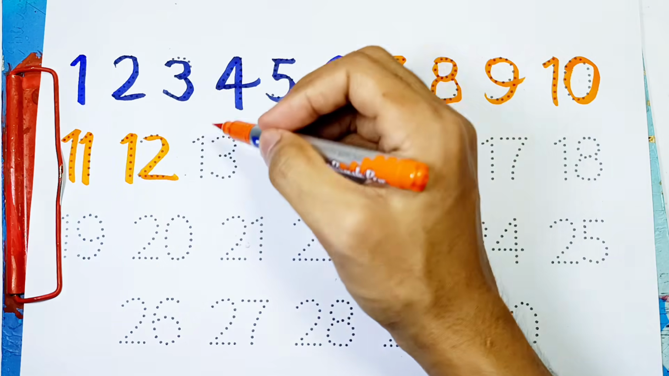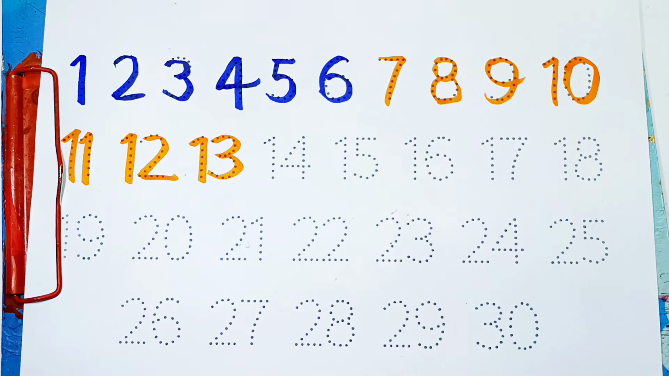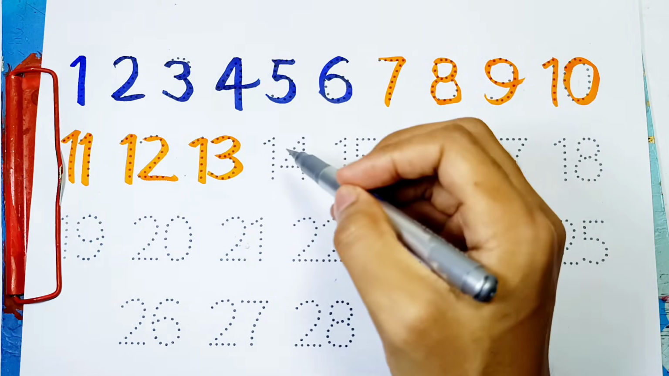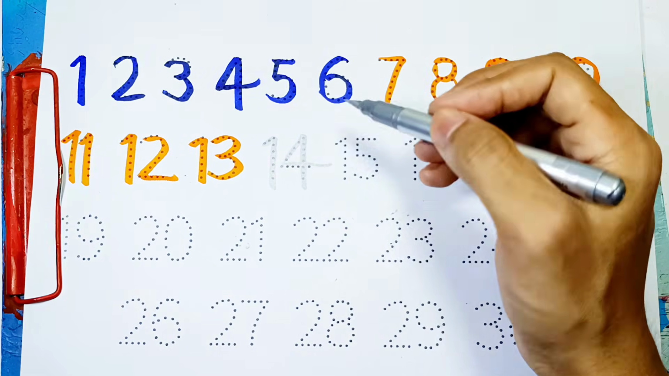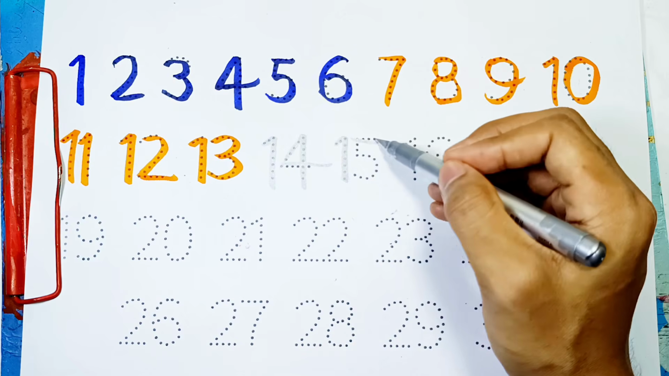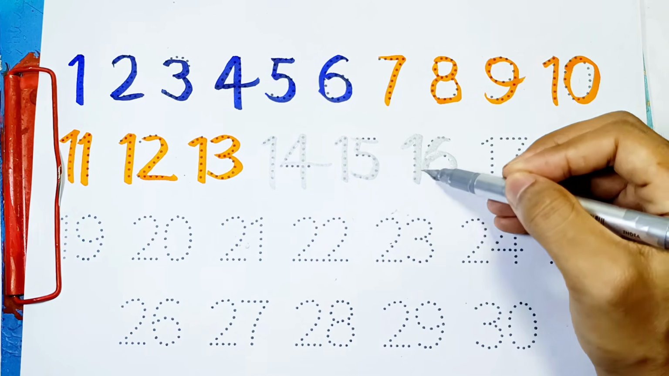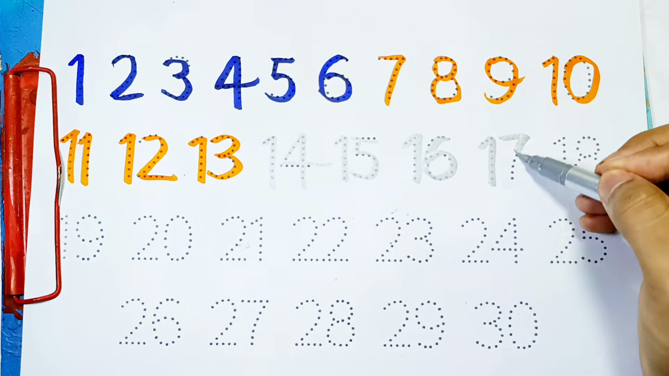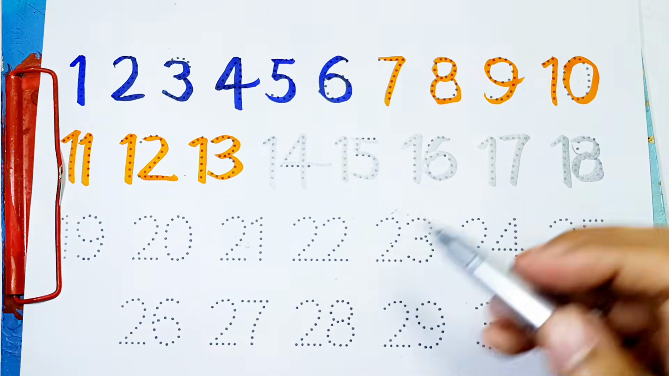number of 12, the next one is 13, the number of 13. Kids, now we're using the color of silver and writing the number of 14. The next one is 15, 16, 17, 18. Stay with us.